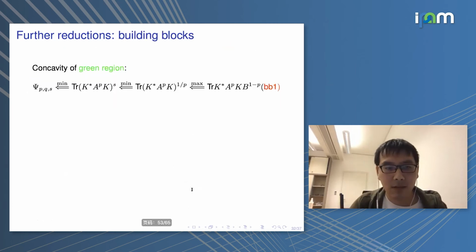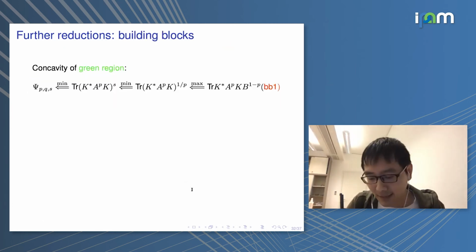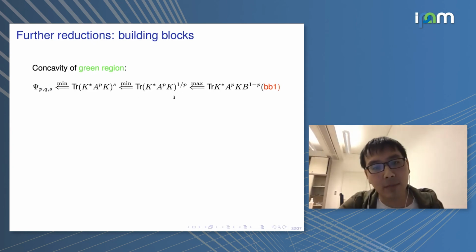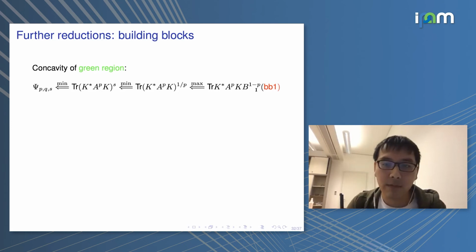And this is not a coincidence. So in general, for example, in the green region, the joint concavity of this psi PQS after a chain of minimum maximum formulas can be deduced from the joint concavity of this function, which is our building block 1. So this is a concavity result of Lieb.